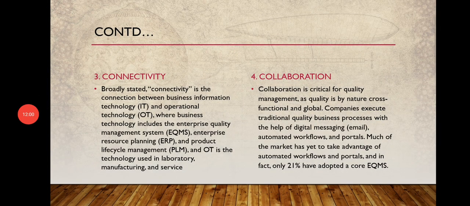Next, third one, connectivity. We know what connectivity is. Every industry should have a connection between them so that they can emerge with quality. Broadly stated, connectivity is the connection between business information technology, that is IT, and operational technology, OT, where business technology includes the enterprise quality management system, EQMS, enterprise resource planning, ERP, and product life cycle management, PLM. And OT is technology used in laboratory, manufacturing, and service. Industry 4.0 transforms connectivity through a proliferation of inexpensive connected sensors that provide near real-time feedback from the connected people.